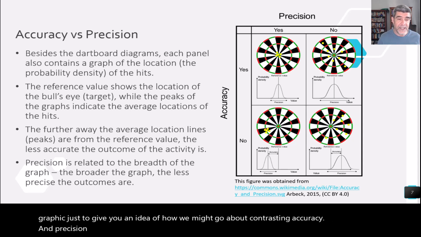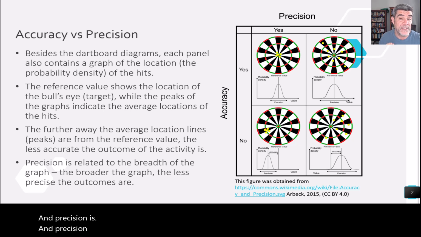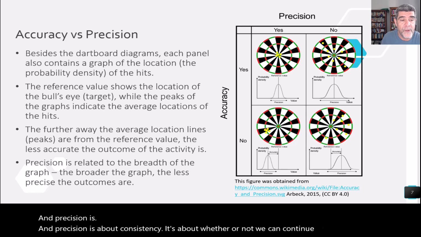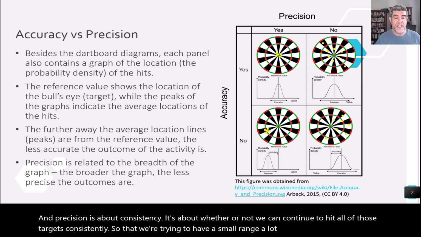So accuracy is how close we get to the true value, that is an emphasis on exactness, and precision is about consistency. It's about whether or not we can continue to hit all of those targets consistently, so that we're trying to have a small range, a lot of values in a small area.